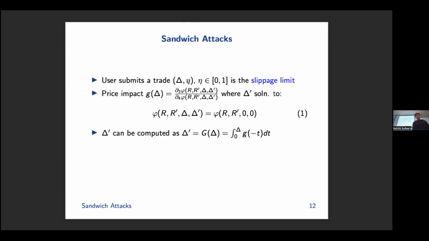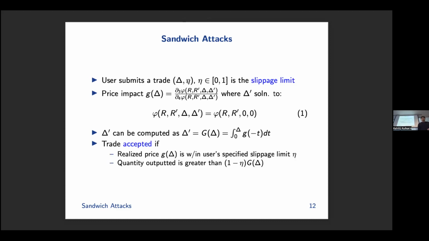And to define what this is, the price impact, little g, is a function which is nothing but the ratio of the derivatives of phi in delta and delta prime. That is, how much does the price change? How much does this function change when you make a marginal change in reserves in A and reserves in B? Take the ratio. That's the price of A in terms of B. And you can compute the output amount by simply integrating this price over the size of the trade that you want.